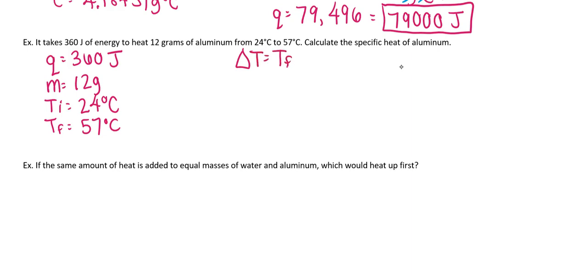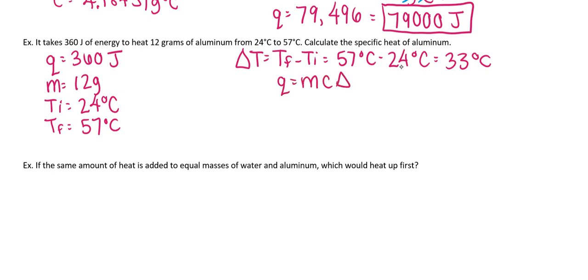So again, first thing I want to do is calculate the change in temperature. I'm going to take my final temperature of 57 degrees minus the initial temperature, 24 degrees Celsius. Aluminum increases in temperature by 33 degrees Celsius. Plug and chug.